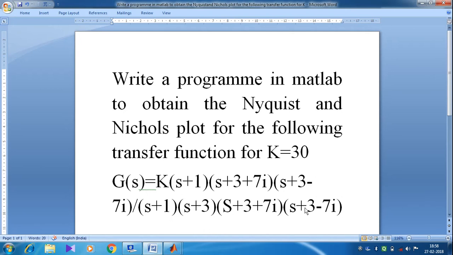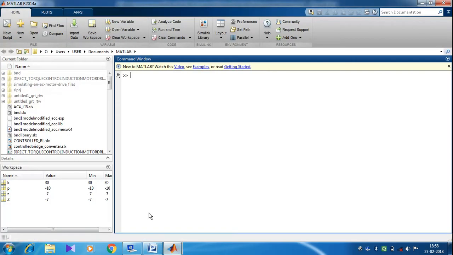So let us write the MATLAB program to obtain the Nyquist and Nichols plot. So first you open the MATLAB command window, then write the program.